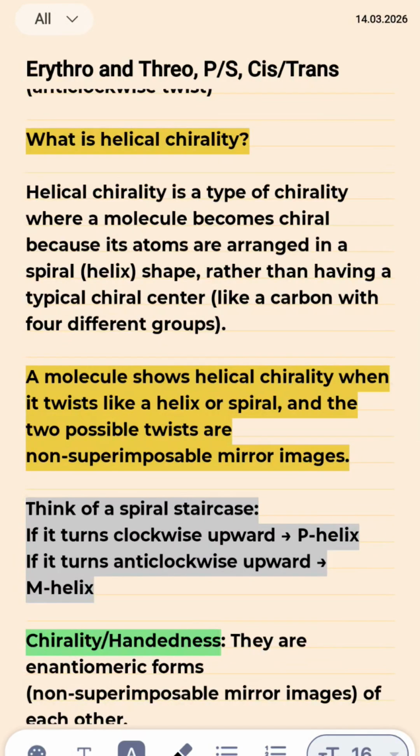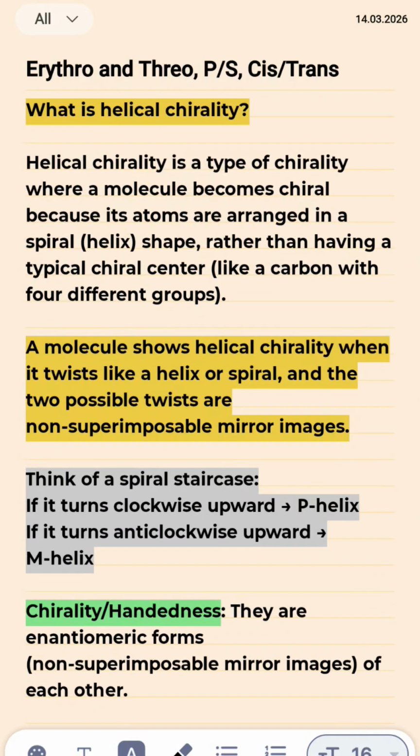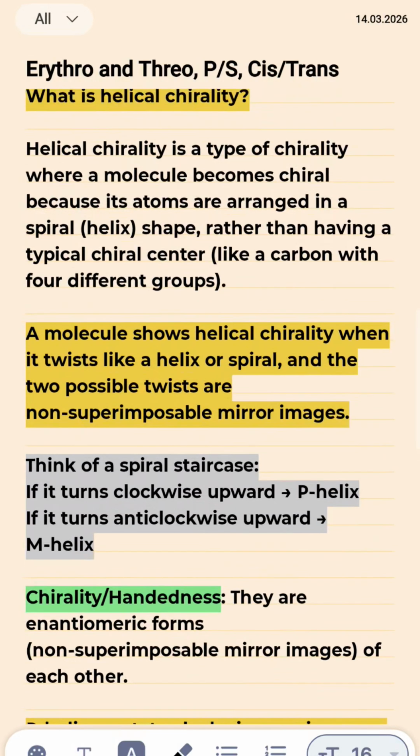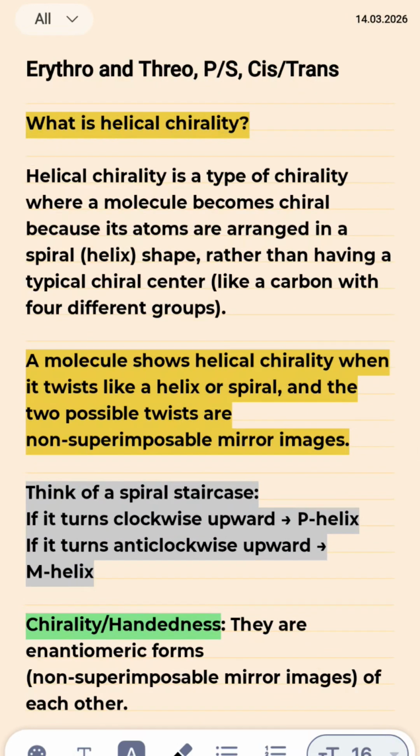Now what is this helical chirality? It's a very new term. Helical chirality is a type of chirality where a molecule becomes chiral because its atoms are arranged in a spiral or helical manner, in a helical shape, rather than having a chiral center. Previously, in the CBSE curriculum, we have seen that chirality exists if a chiral carbon atom is present in the molecule. But here we are seeing that if the structure of the molecule is a helix, then it shows chirality.